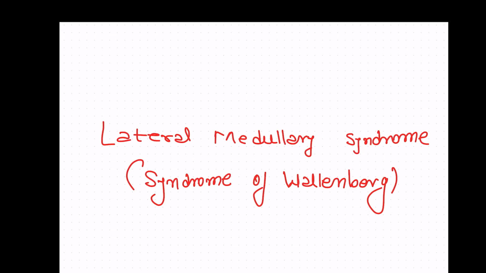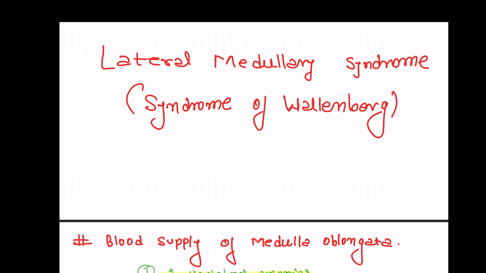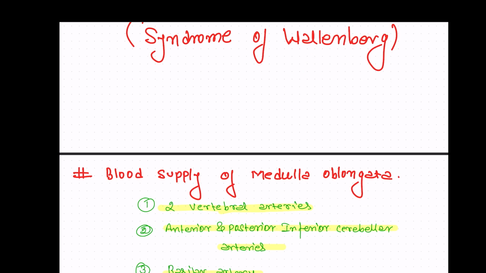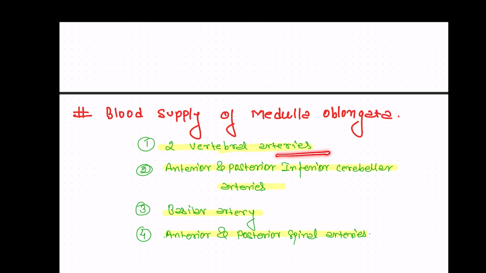Hello my dear friend, in this video I will discuss lateral medullary syndrome, which is also known as the syndrome of Wallenberg. Before going to lateral medullary syndrome, we need to understand the blood supply of the medulla oblongata. The medulla oblongata is supplied by the two vertebral arteries, anterior and posterior inferior cerebellar arteries, basilar artery, and anterior and posterior spinal arteries.